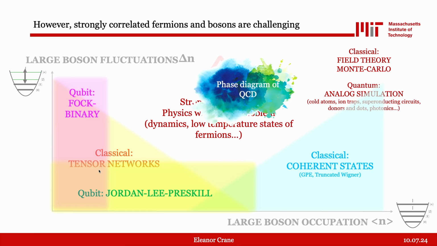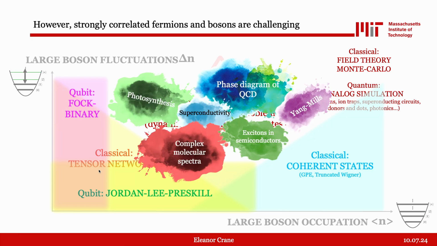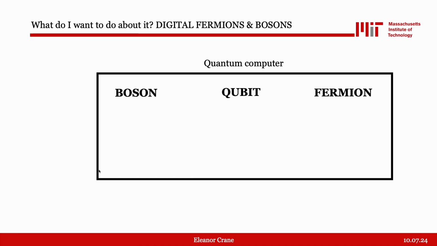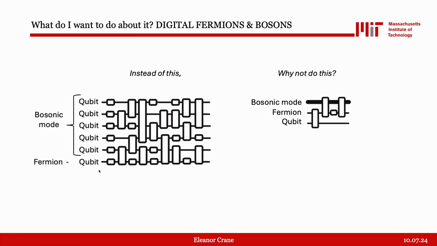And yet, there's a range of really important open problems in this regime, which is difficult to access with all existing methods. And so why not just extend our quantum computer now to contain the fermions and the bosons and use them in a digital way? Essentially, instead of this, why not just do this? And avoid the overhead altogether, and also be able to solve, in principle, all strongly correlated fermion-boson problems.